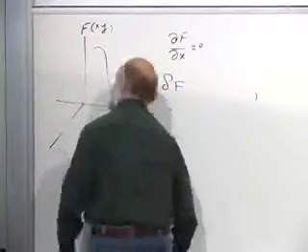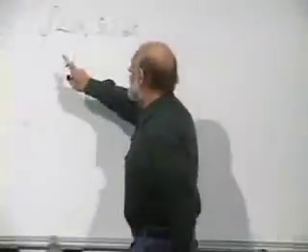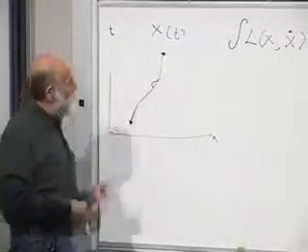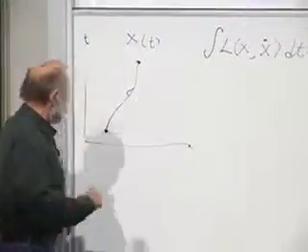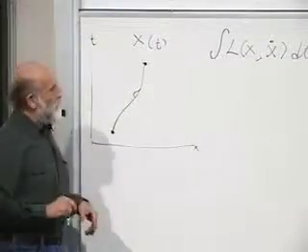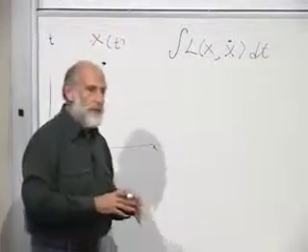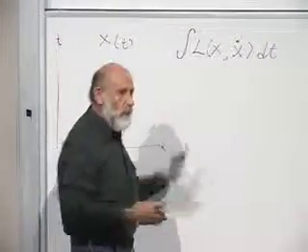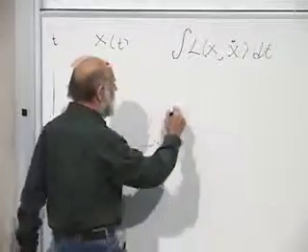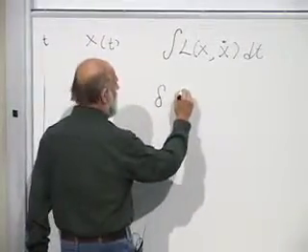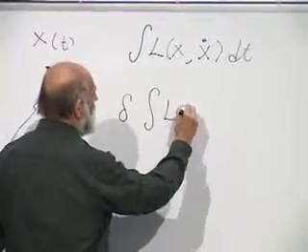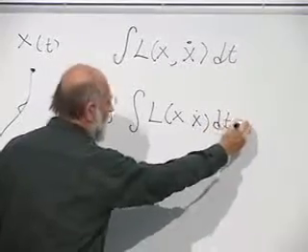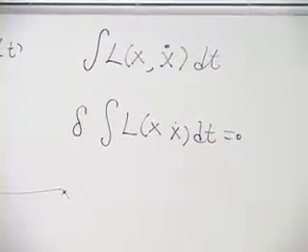So in the same manner, if we're looking for the minimum of the action, what we want to do is explore nearby trajectories. We think we have a solution. We want to explore nearby trajectories and require that the change in the action is 0 when we make a small change in trajectory. Let's just write that the variation of the integral of L of x and x dot, dt, is equal to 0 when we change the trajectory a little bit.